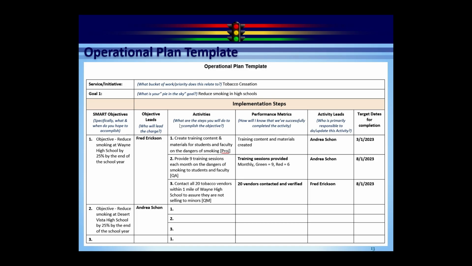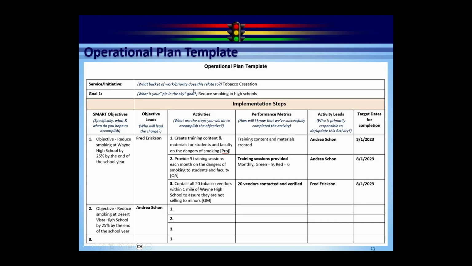But it's really kind of cool. What it is, is just a big Word document with a bunch of tables on it. But it's kind of nice because it lays out what I'm looking for. So under service and initiative here, you can see what bucket of work or priority does this relate to? Tobacco cessation. Our first goal: what is your pie in the sky, your high-level goal? Reduce smoking in high schools.